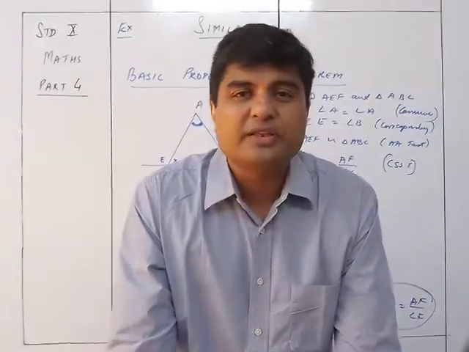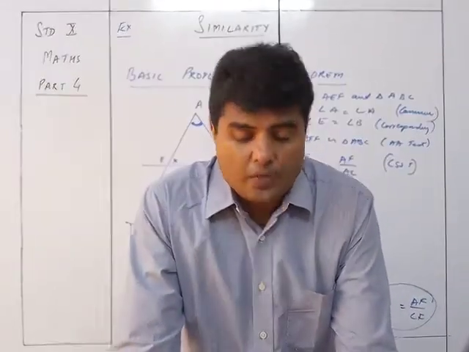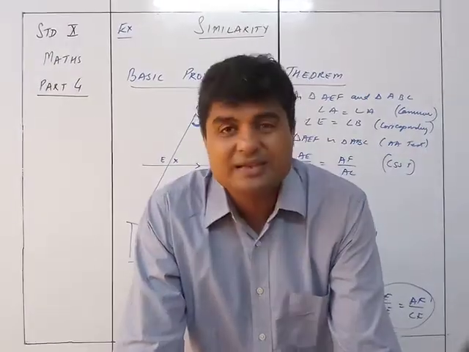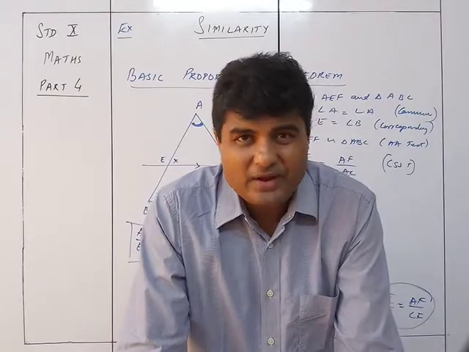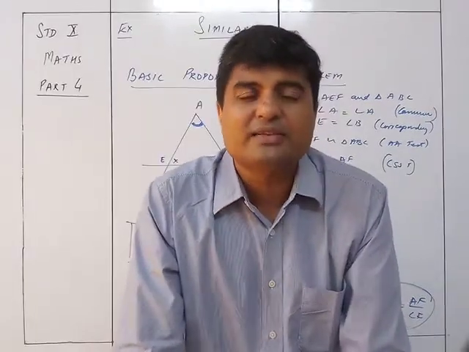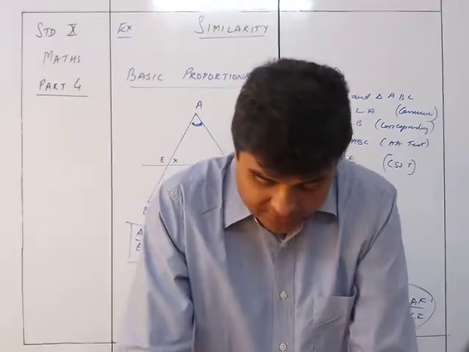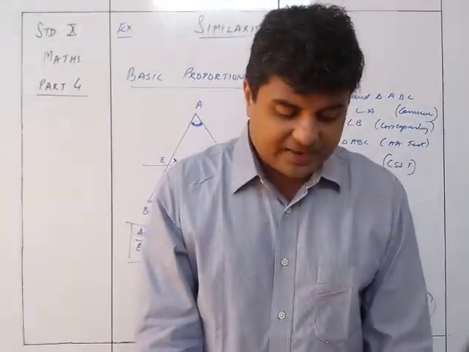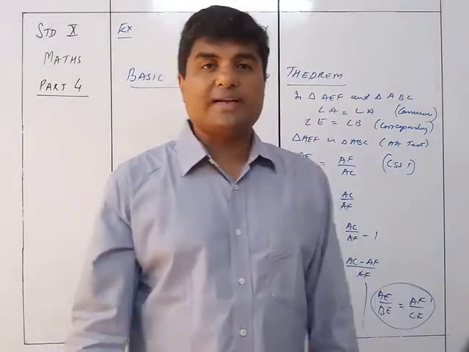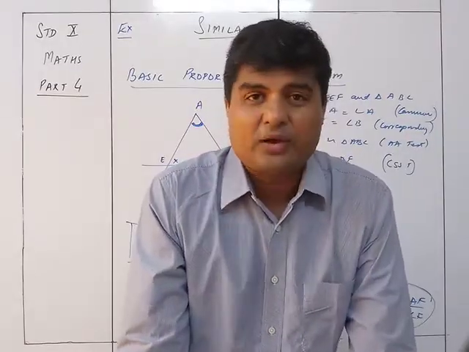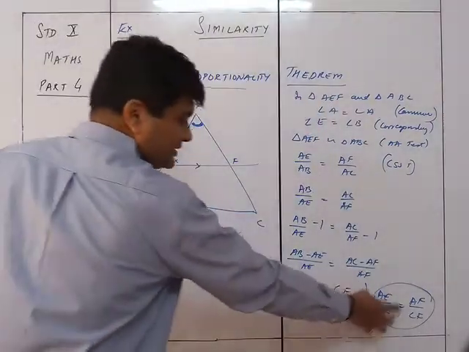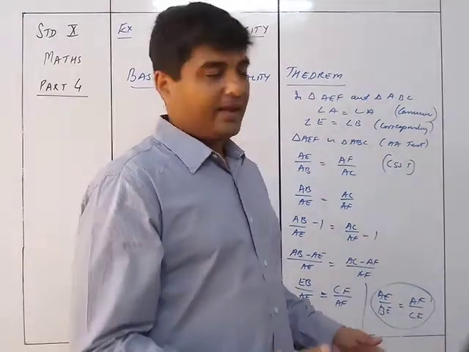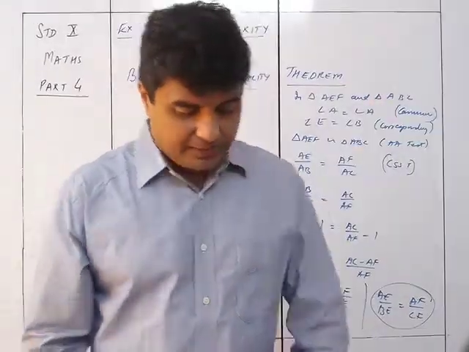So that is the basic proportionality theorem. It states that a line drawn parallel to one side of a triangle divides the other two sides proportionally. Similarly, the converse states that if a line divides any two sides of a triangle proportionally, then the line is parallel to the third side. So if this upon this is given to you, then automatically EF is parallel to BC. This is the converse of this theorem, exactly the reverse of it. So that is the basic proportionality theorem.